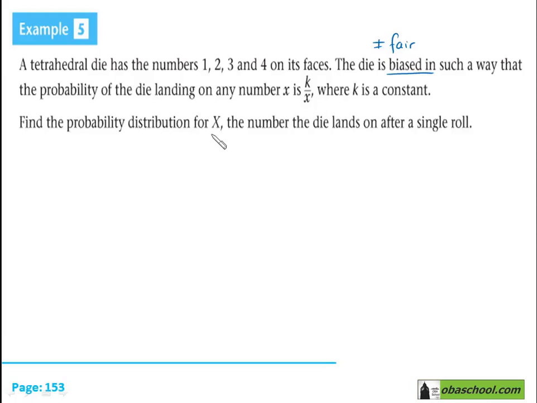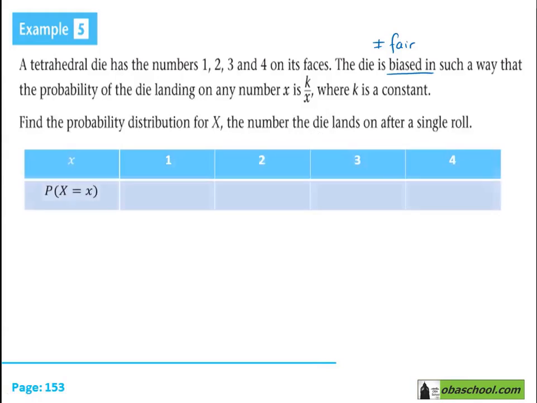We need to construct the probability distribution table. This is the table. Here we have x, the values of the random variable. We already know they are 1, 2, 3, and 4. Probability of capital X equals x. We know that each value is k over x. So when x equals 1, k over x is k over 1. So we write it like this. When x is 2, k over x is k over 2. When x is 3, we have k over 3, and when x is 4, we have k over 4.